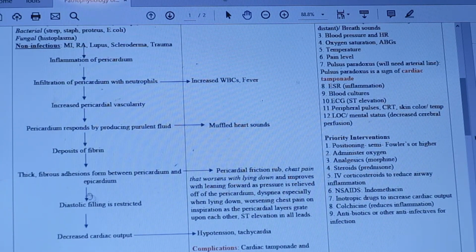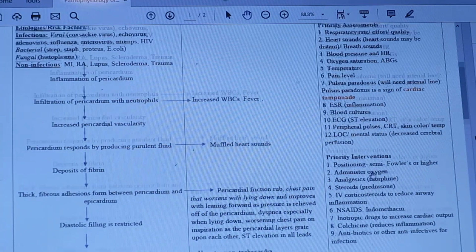And finally, this restricts diastolic filling, okay, because of all that fluid that is taking up space between the layers. That restricts the heart from filling like it should during diastole, and that eventually decreases cardiac output. And that's when you're going to see those scary signs and symptoms like the hypotension and tachycardia, which are signs of decreased cardiac output. Obviously, the complications of pericarditis, what we never want to see, are cardiac tamponade and restrictive pericarditis, which lead to massive decreases in cardiac output.